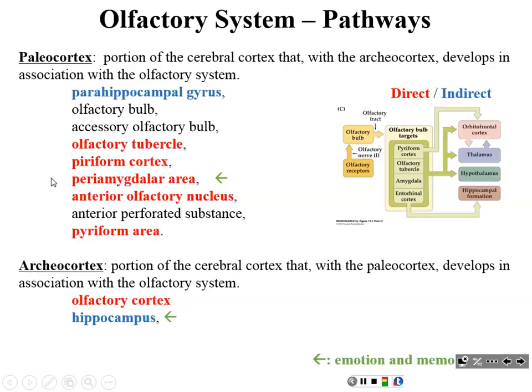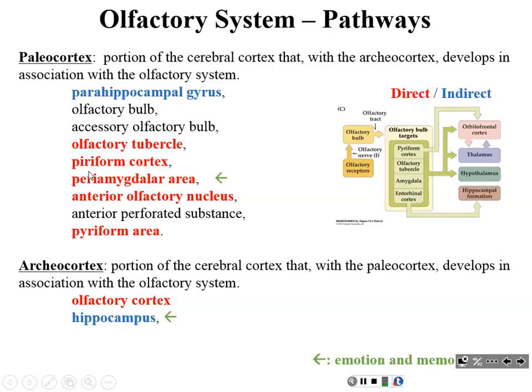The olfactory system, I mentioned, targets a lot of areas. It targets basically what is called the paleocortex and the archicortex. These are portions of the cerebral cortex that develop in association with the olfactory system. Here, I listed all the structures associated with the paleocortex and, excuse me, the structures associated with the archicortex.